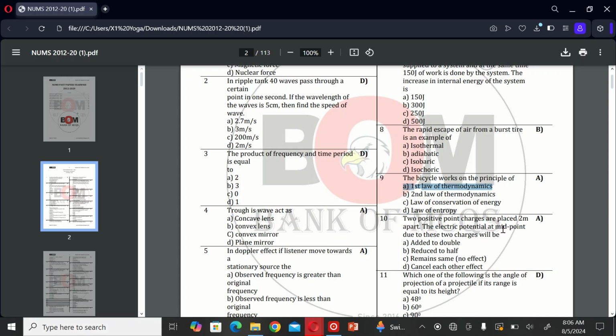The next MCQ is: two positive point charges are placed 2 apart. The electric potential at the midpoint due to these two charges will be A. Added to double, B. Reduced to double, C. Remain same and D. Cancel each other. So the correct option is A. Added to double.